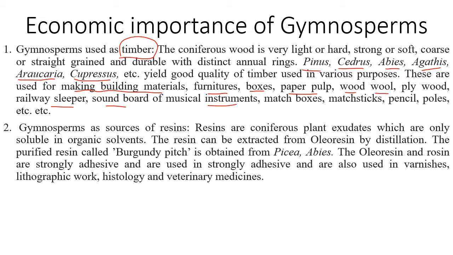Then gymnosperms are the best source of resins. So these resins are actually coniferous plant exudates which are only soluble in organic solvents. The resins can be extracted from oleoresin by the distillation process. The purified resin called Burgundy pitch is obtained from Picea and Abies. The oleoresin and resin are strongly adhesive and are used for purposes like varnishes, lithographic work, histological work, and some veterinary medicines also.